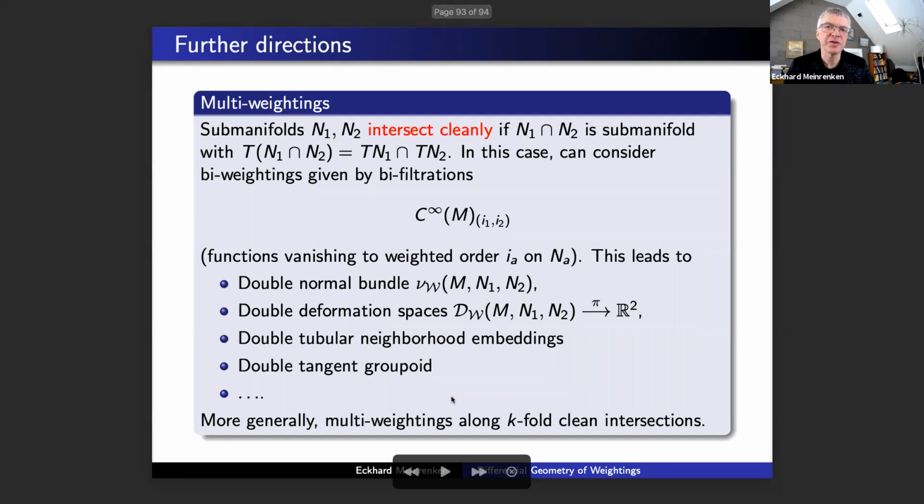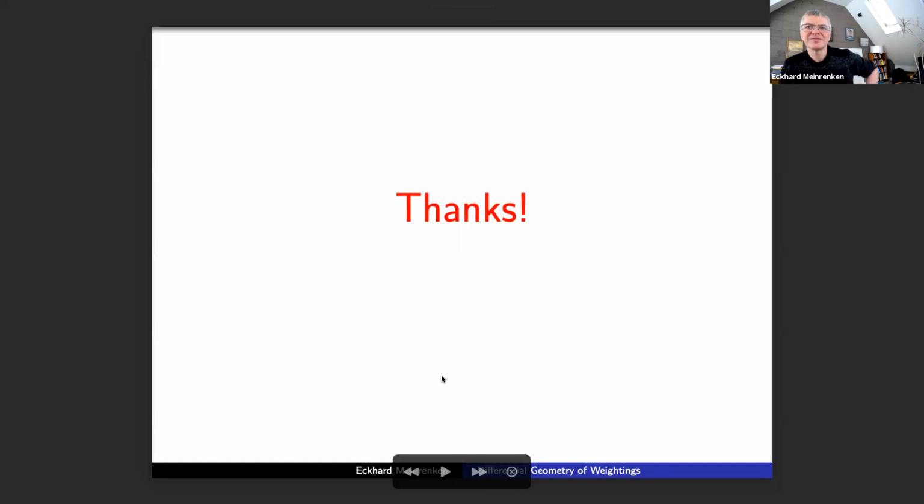And the same thing you can do with multiple k-fold intersections, which are clean, by which I mean that locally you can introduce coordinates so that it looks like the intersection of coordinate subspaces. Yeah, and I guess I finished right on time. This is all I wanted to say. Thank you very much.